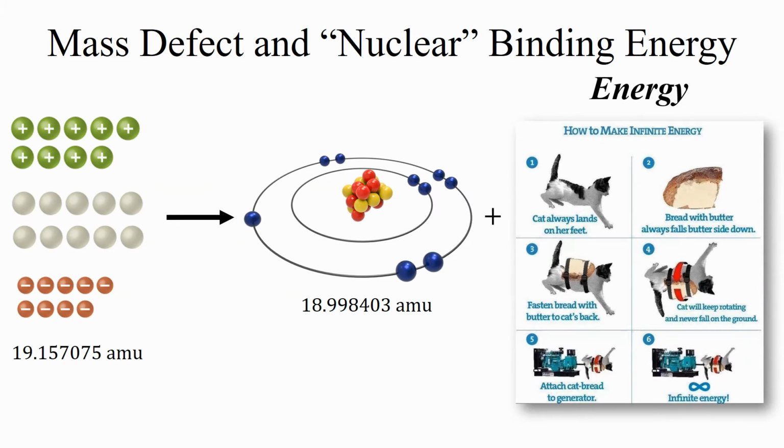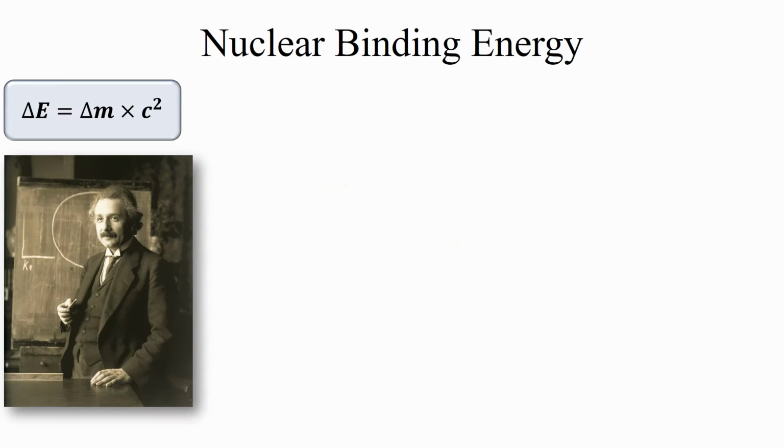That difference leads to the nuclear binding energy. Now, what is this nuclear binding energy, and what's the deal with it? Well, for this we have to go back to our old friend Einstein and his special relativity equation, E equals mc squared. Or in this case, the change in energy equals the change in mass times the speed of light squared.